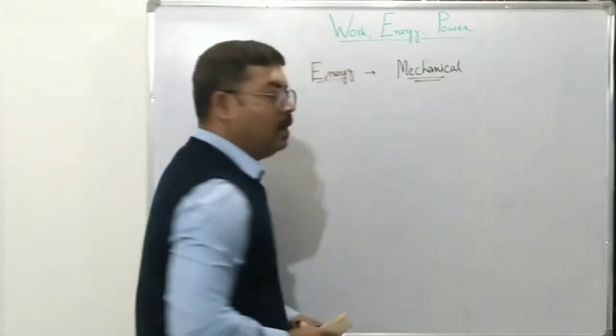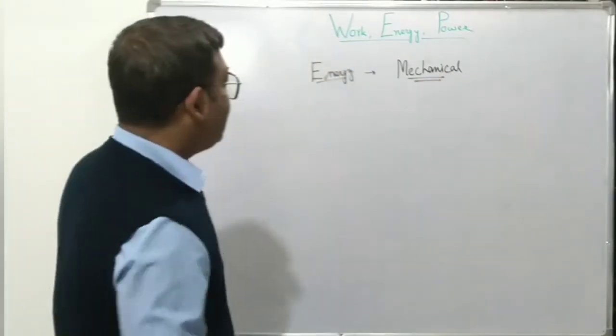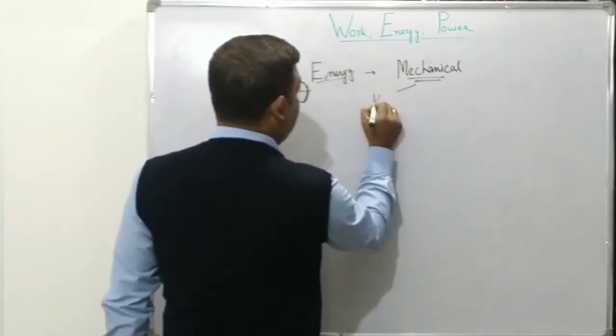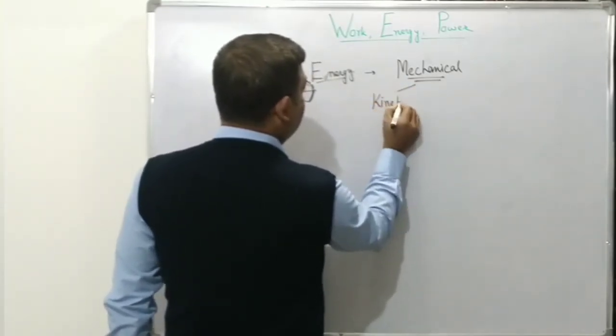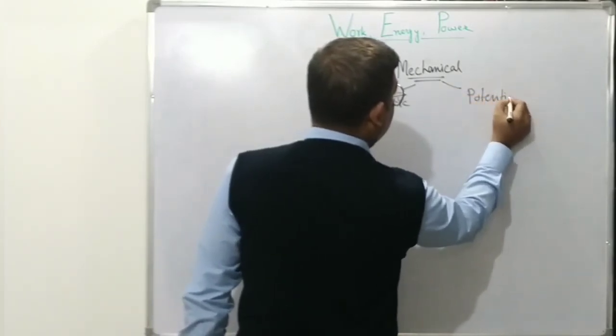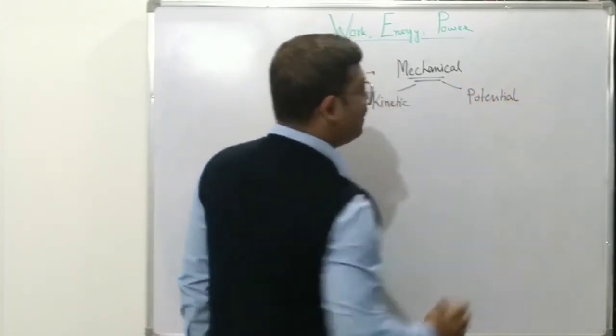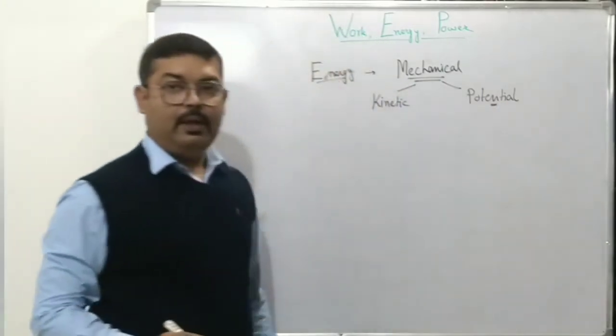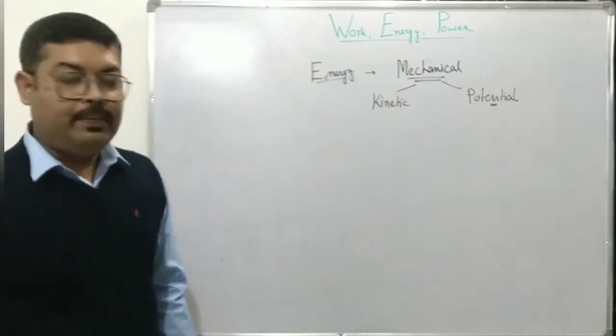Mechanical energy. Now, mechanical energy can mainly be divided into two forms. One is the kinetic one, the other one is the potential one. These are the two energies that we will discuss in this chapter. We will reserve potential for the time being. We will talk about kinetic energy.